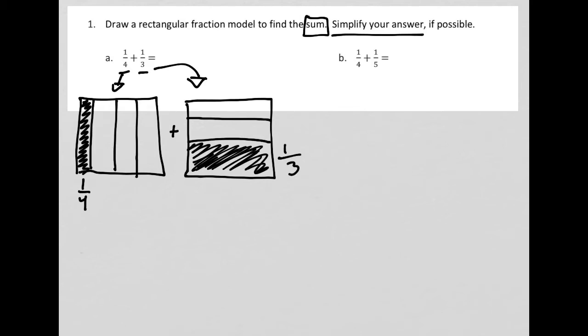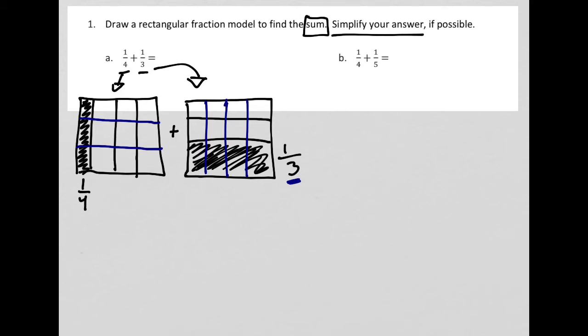Now, you can see that these are different sizes. So I can't just combine them. I need them to have the same size. I need them to be the same denominator. So what I'm going to do is take this 1/4 and split it into thirds. The reason I'm splitting it into thirds is because I'm taking this 3 from over here and applying it to the 1/4. And then I'm going to take this 1/3 and split it into fourths. And again, same thing, I'm basically overlapping my horizontal and my vertical lines.